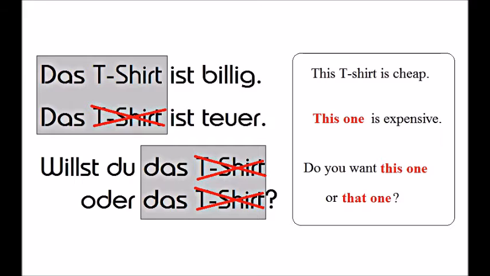Das T-Shirt ist billig. This T-Shirt is cheap. Das ist teuer. That one is expensive. Willst du das oder das? Do you want this one or that one?